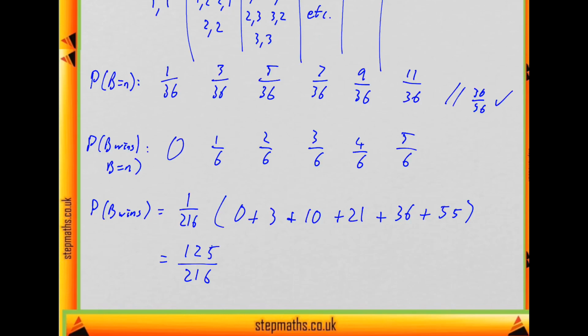Can we do any cancelling? Well, no, because this is 6 times 6 times 6, so the only factors are 2 and 3. But this is 5 cubed, so this doesn't have any factors of 2 or 3, so we can't do any cancelling. So this is our final answer.